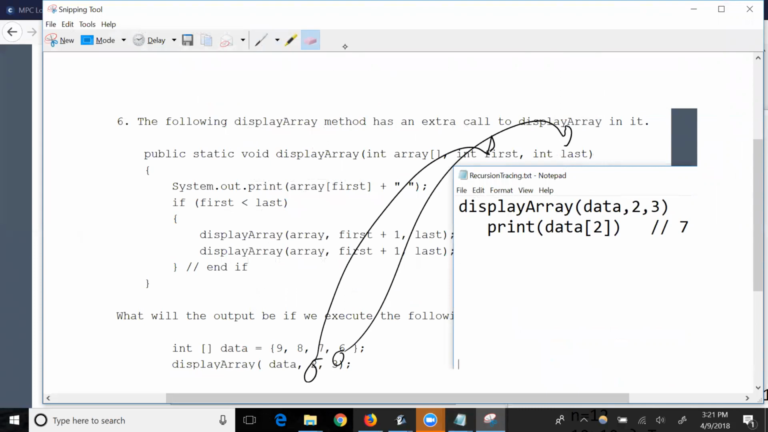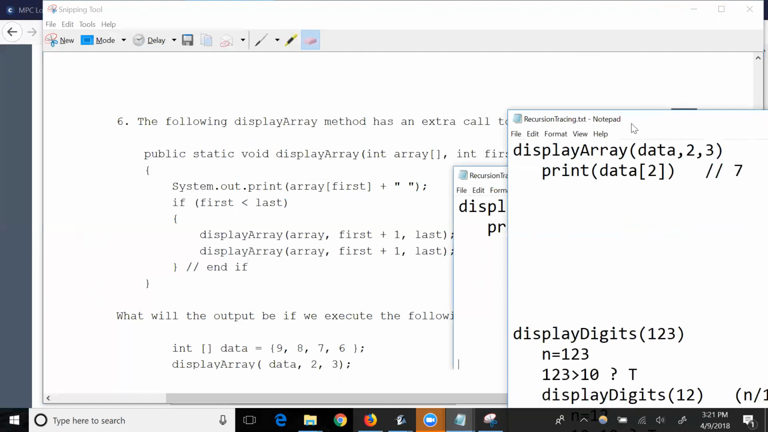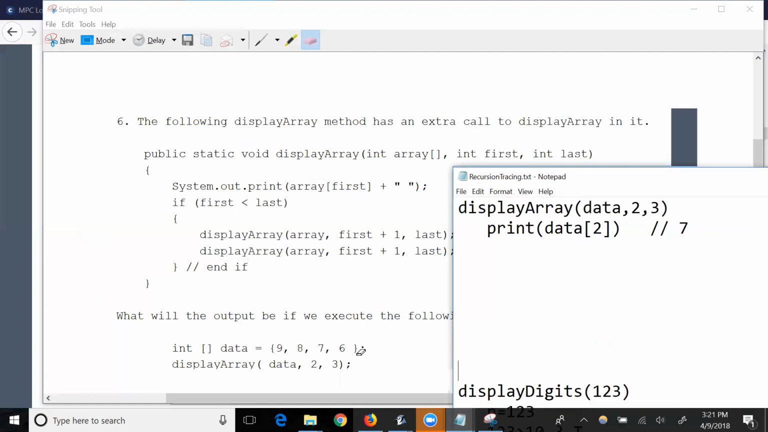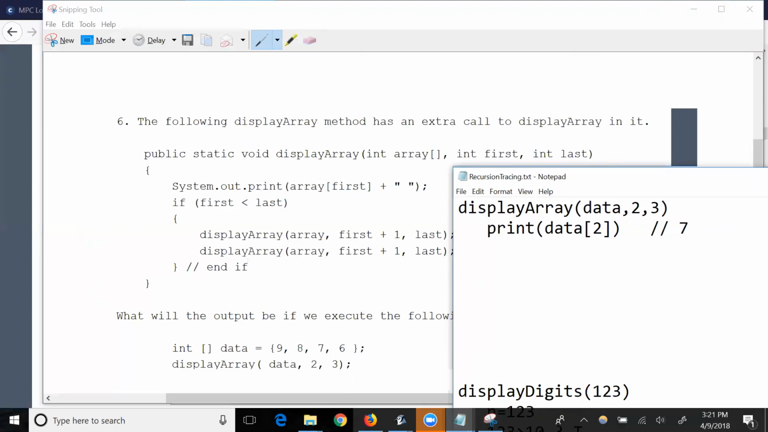We are going to print out array of first, and that prints out array of 2, which is 7, right? That number right there. Then we check to see if first is less than last. So what we're really checking is if 2 is less than 3. And the answer to that is true, right? 2 is less than 3.